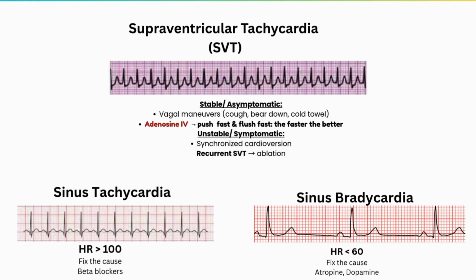Also, we have atropine if the patient is symptomatic, or dopamine. So if you have a patient who's bradycardic and their blood pressure is now dropping, you could give them atropine, which is anticholinergic. It helps to block the parasympathetic stimulus going to the SA node, and this should help with boosting up the heart rate.